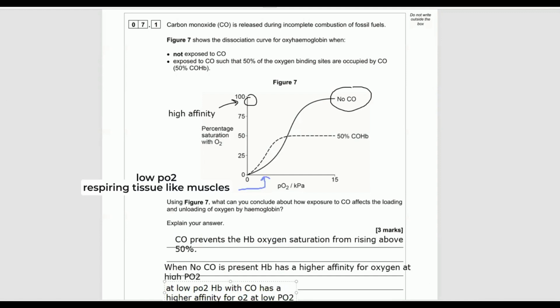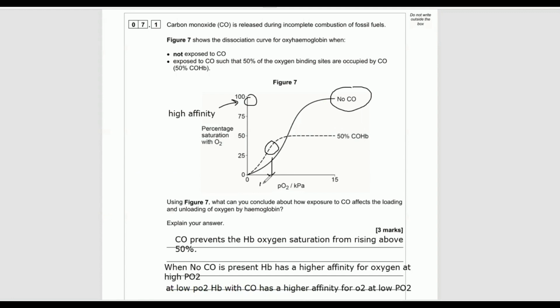So on the x-axis where there's low PO2, that's like respiring tissues like muscles. What we find here is that the carboxyhemoglobin actually has a greater affinity for oxygen and is less likely to unload oxygen at respiring tissue. And that's a problem as well because our tissues need that oxygen for respiration, but there's a greater affinity of the carboxyhemoglobin for the oxygen.